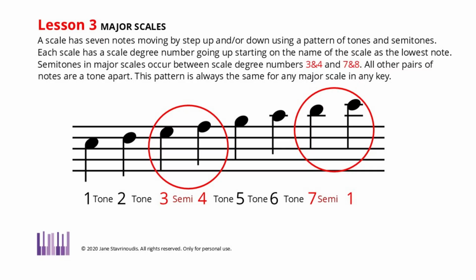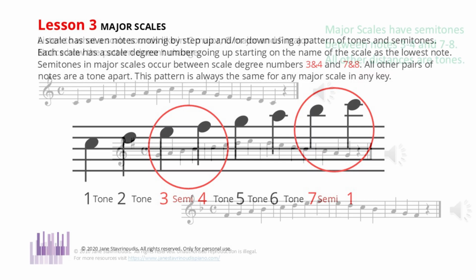A scale has 7 notes moving by step up and down using a pattern of tones and semitones. Each scale note has a scale degree number going up, starting on the name of the scale as the lowest note. Semitones in major scales occur between scale degree numbers 3 and 4 and 7 and 8. You will need to memorize this.